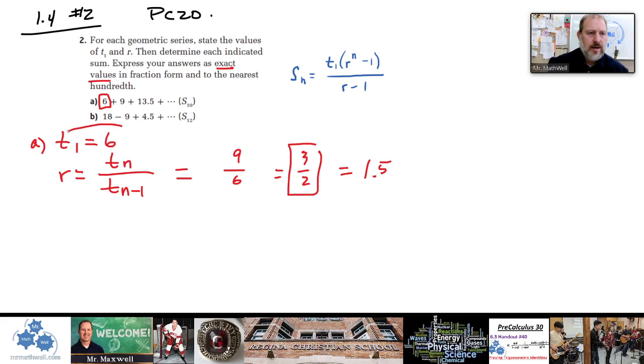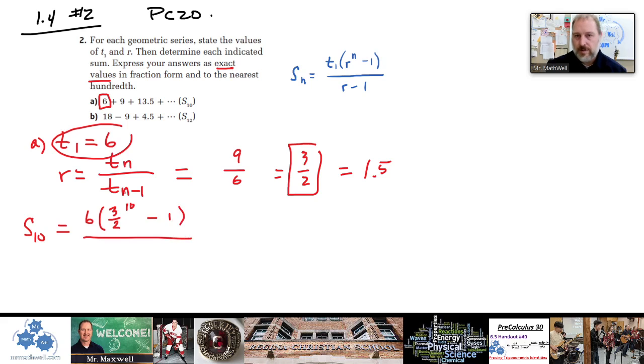So I've found the r value, and now I need to find S of 10. Here's my sum formula. S of 10, the sum of the first 10, starts with the first term, which is 6, multiplied by 3 over 2, which we're going to leave as a fraction now, to the power of n, and n is 10. So 3 over 2 to the power of 10, and we're going to subtract 1 from that. Now the tricky part is just working with the fractions. Nobody likes to work with fractions, they get a raw deal, but r is 3 over 2, minus 1. No problem, we can do this. We just have to pay close attention here.